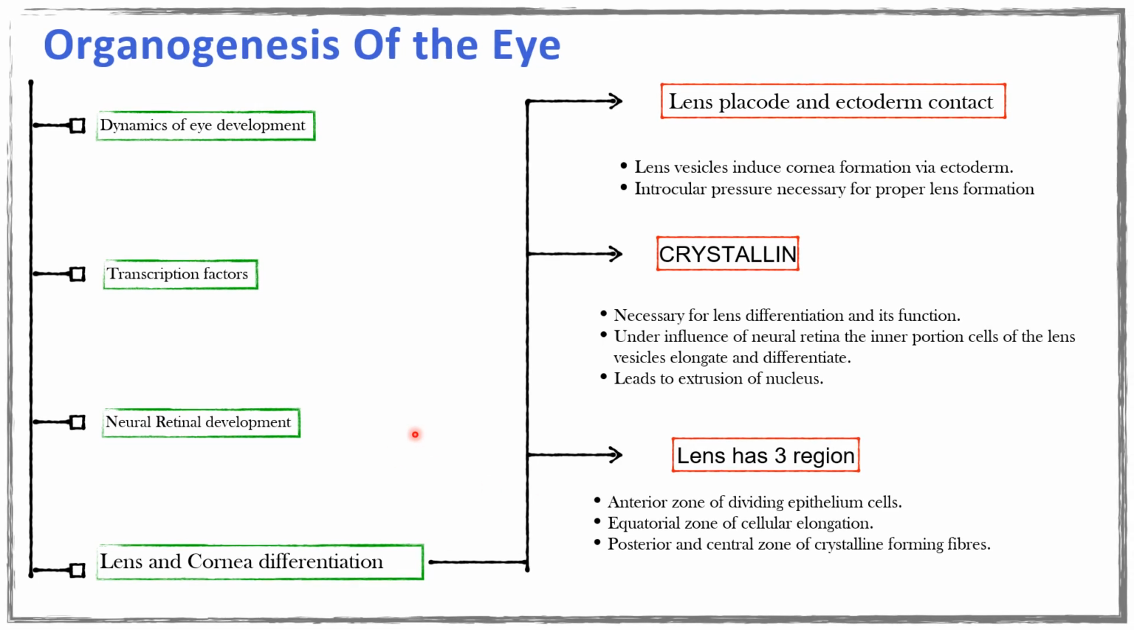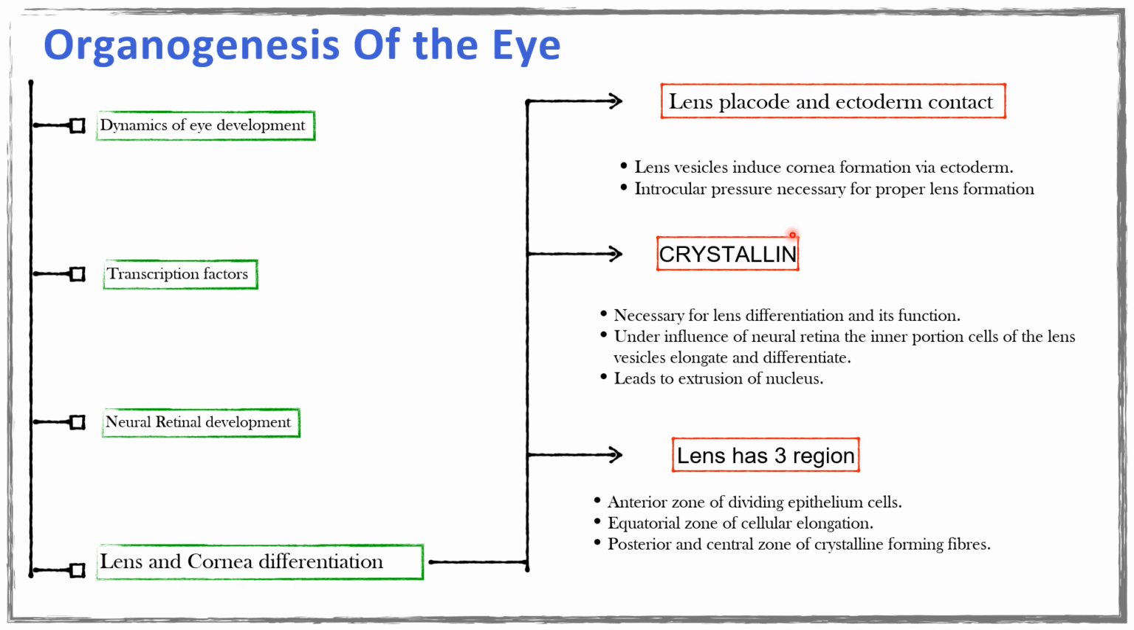Now we have arrived at the last aspect of the organogenesis of the eye, which is the lens and cornea differentiation. So we know that the lens pinches off from the surface ectoderm and situates itself now in the double-walled optic cup. So the lens vesicle will induce the cornea formation in the ectoderm. Intraocular pressure is important for proper lens formation. Crystallins are transparent lens-specific proteins. So these are necessary for the differentiation of the lens and its functions.